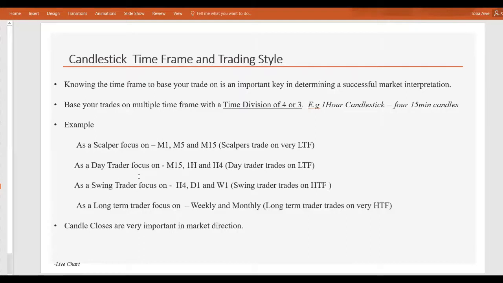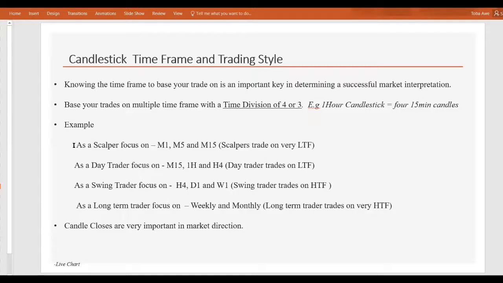So when you want to take a trade, you need to work on a particular time frame. So how do you know a particular time frame you have to base your market analysis on? Base your trade on multiple time frames with a time division of 4 or 3. For instance, 1 hour candlestick is equal to 4 15-minute candles. That's just saying in 1 hour you have 4 15 minutes. So that's why it's a good practice to base your trade on time division of 4 or 3.